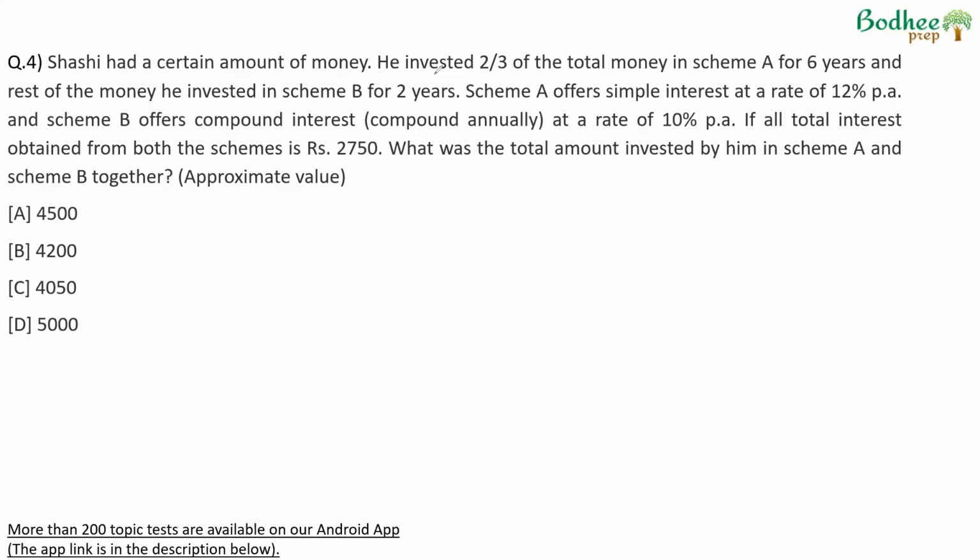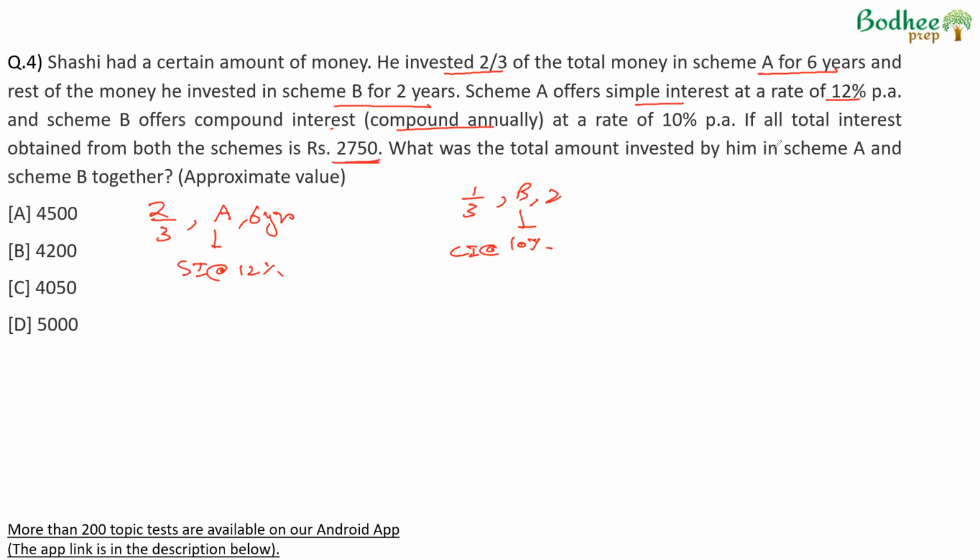Shashi had a certain amount of money. He invested 2/3 of the total money in scheme A for 6 years and the rest of the money in scheme B for 2 years. So 2/3 of the money, scheme A, 6 years. Rest of the money, that is 1/3 of the money, scheme B, 2 years. Scheme A offers simple interest at 12% per annum, SI at 12%, and scheme B offers interest compounded annually at the rate of 10% per annum, CI at 10%. If the total interest obtained from both schemes is 2750, what is the total amount invested by him in scheme A and scheme B together?